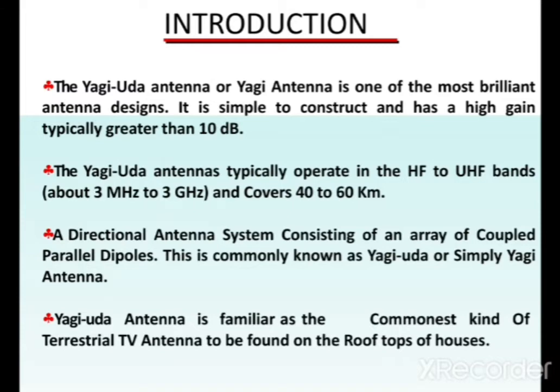The Yagi-Uda antenna is one of the most brilliant antenna designs. It is simple to construct and has a high gain, typically greater than 10 decibels. The Yagi-Uda antenna is generally a VHF and UHF antenna. You know the very high frequency range is between 30 to 300 megahertz, and the ultra high frequency range is 300 megahertz to 3000 megahertz, or 3 gigahertz.